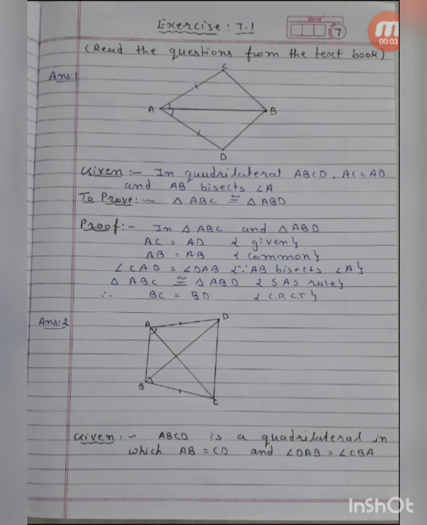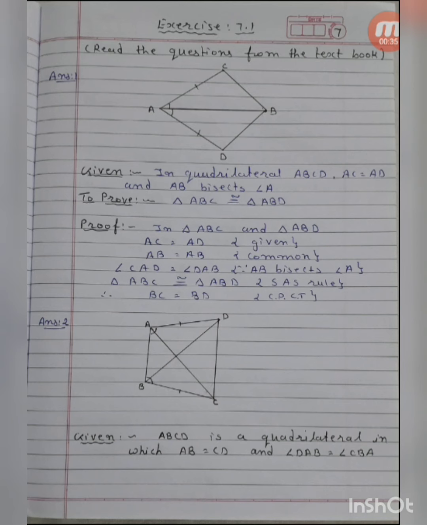Now we start exercise 7.1. Read the questions from the textbook. So everyone take out page number 118 in the textbook. Question number 1. In quadrilateral ABCD, AC is equal to AD and AB bisects angle A. See figure 7.16. Show that triangle ABC is congruent to triangle ABD. What can you say about BC and BD? This is our question. Here I draw the figure from the textbook.